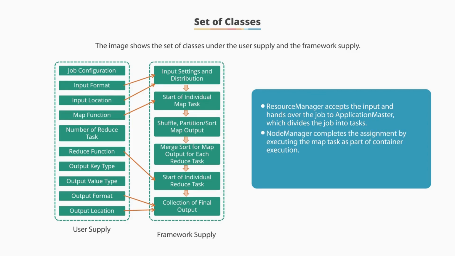Once the assignment is complete, the node manager will start the map task. It performs shuffling, partitioning, and sorting for individual map outputs. Once the sorting is complete, the reducer starts the merging process. This is also called the reduce task.